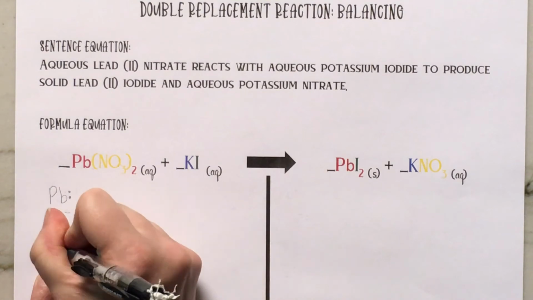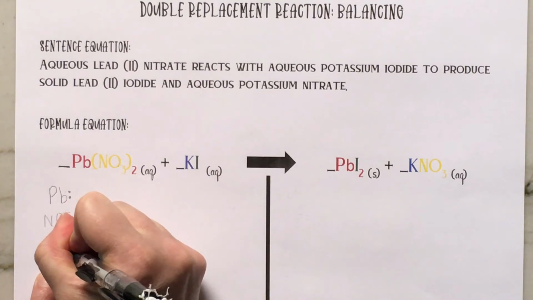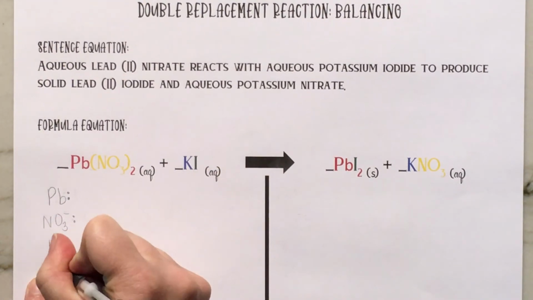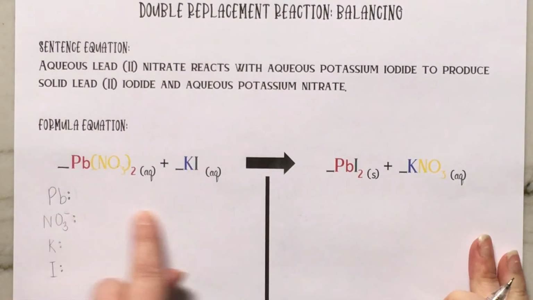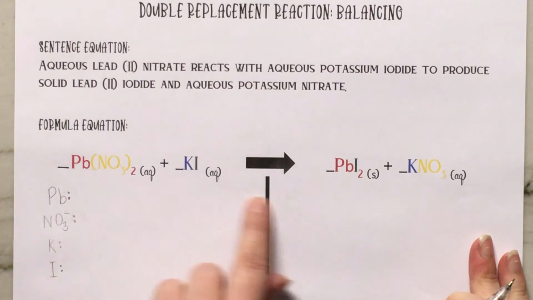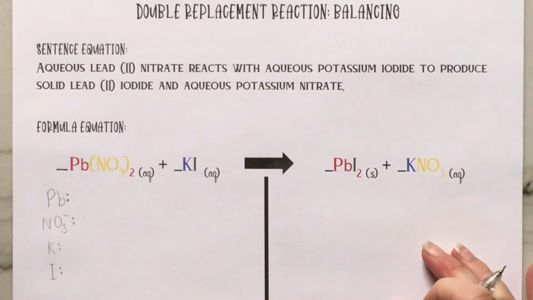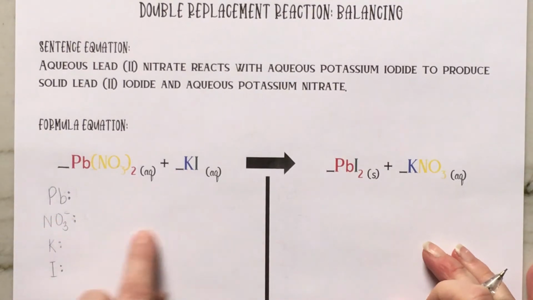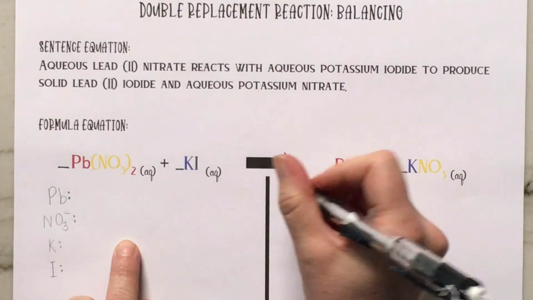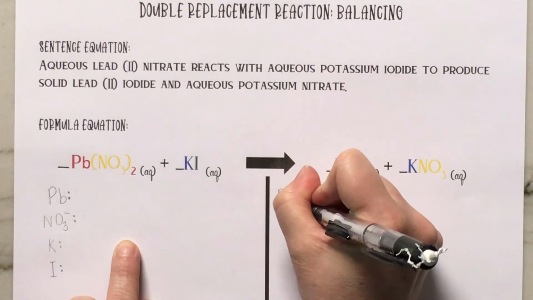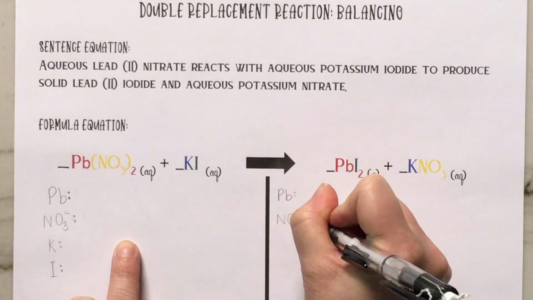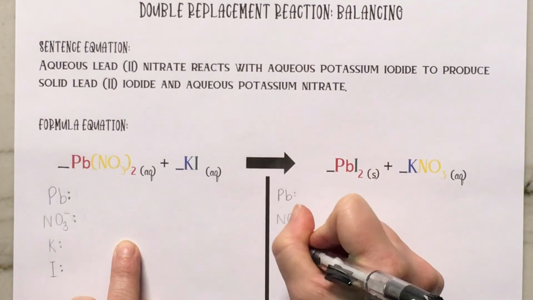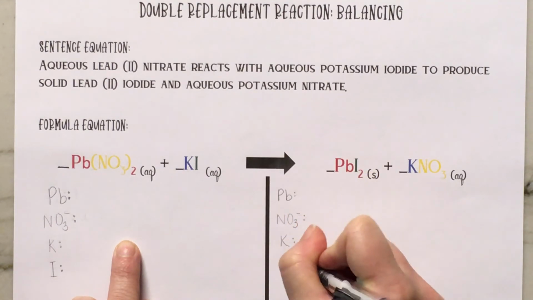Then we have potassium, followed by iodide. And I'm going to list these elements and ions in the same order on the product side, so that when I go to count these, it's going to make comparing easier. So I'm going to write lead, nitrate, potassium, and iodide.